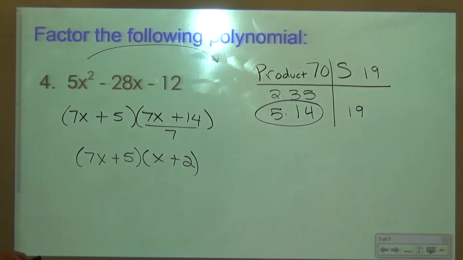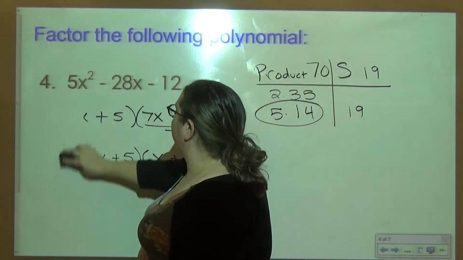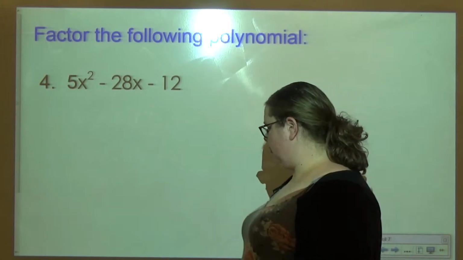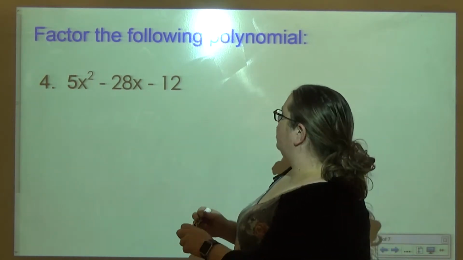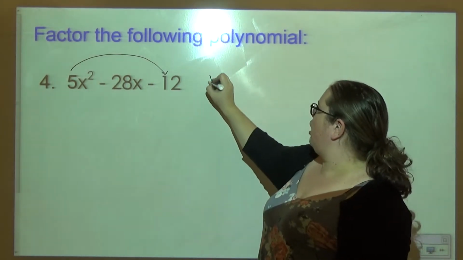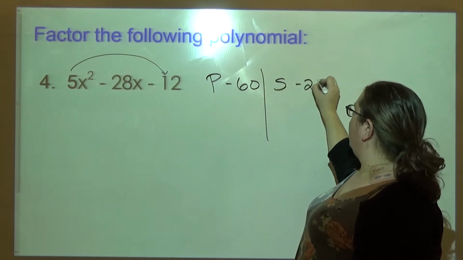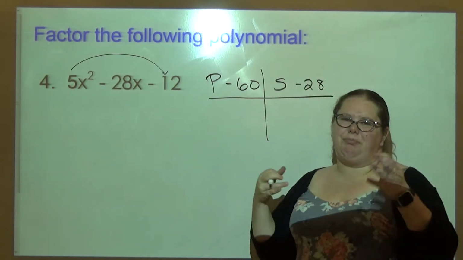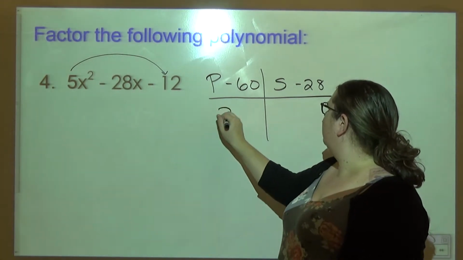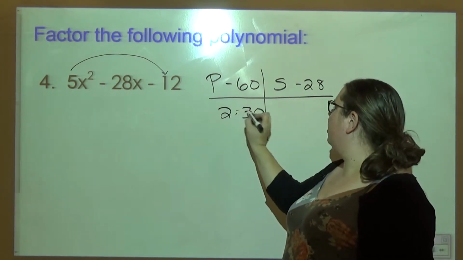Alright, let's try the next one. I want you to pause the video and try this one on your own. So we're going to slide the 5 to the back. My product is negative 60. My sum is negative 28. Hopefully you're pretty good at these and this one popped in your head as 2 and 30. Who's going to be negative? 28 is negative, so my bigger number.